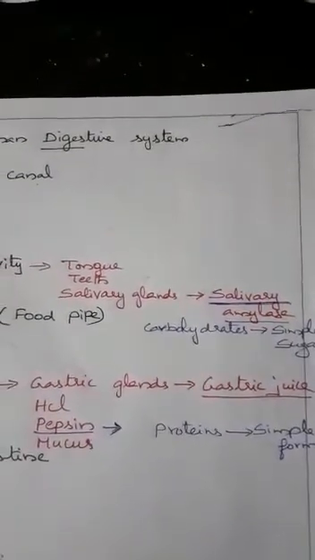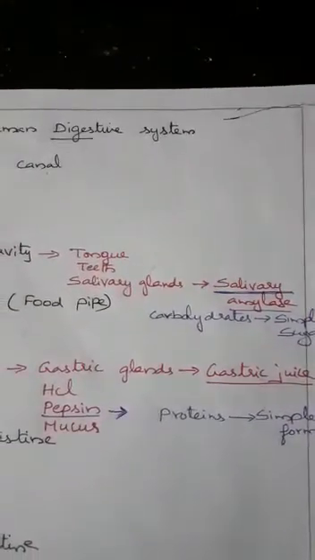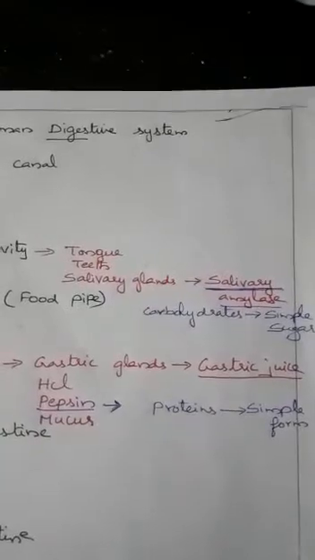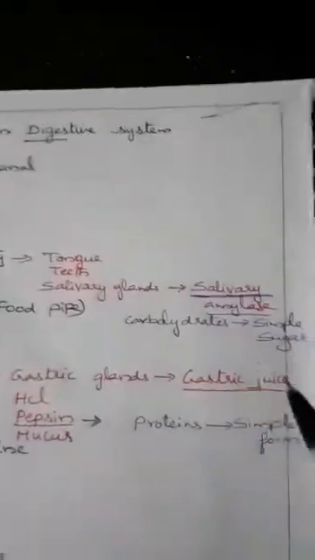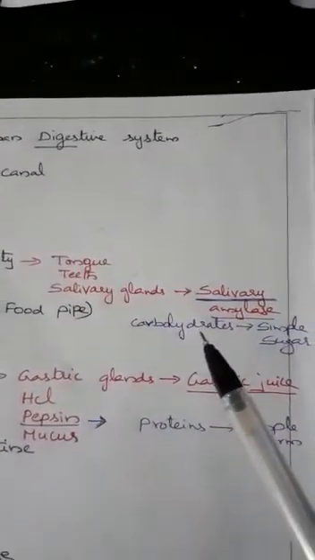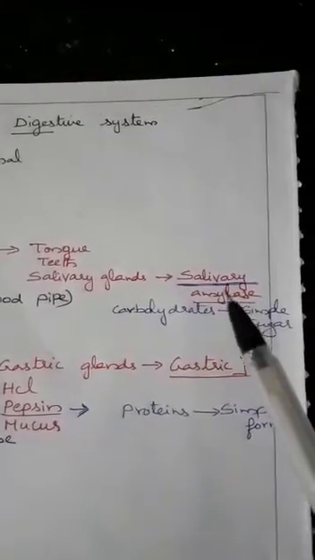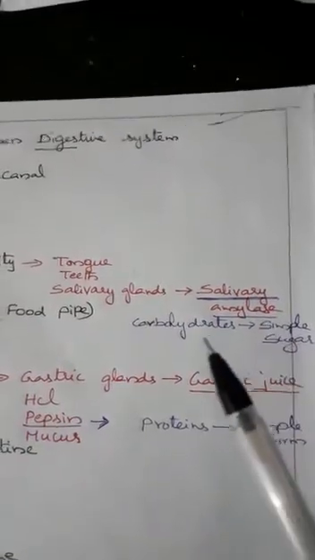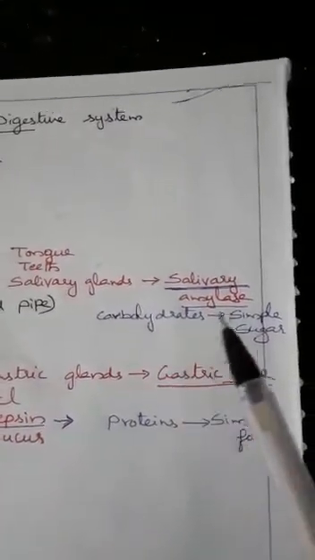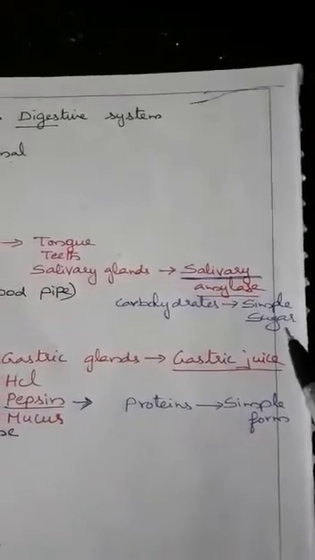Usually the food which we take in contains carbohydrates, protein, fat, minerals and vitamins. Of these, carbohydrate digestion starts in the mouth, or buccal cavity. Carbohydrates are converted to simple sugars by the enzyme salivary amylase. So salivary amylase converts large molecules of carbohydrates into simple sugar, meaning glucose.